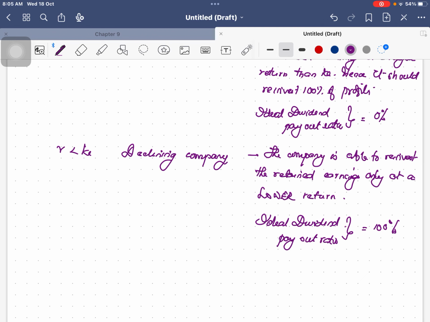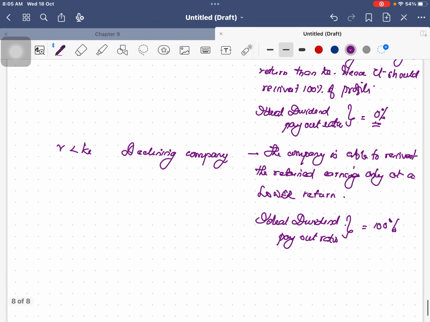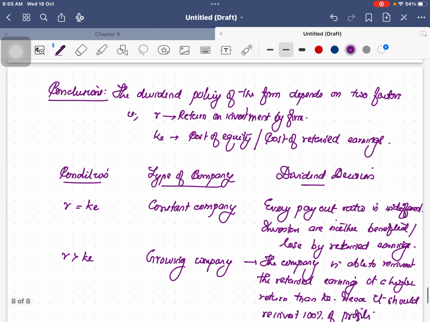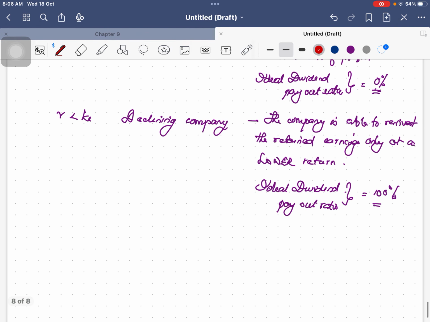So in the first case it is indifferent, in the second case it is zero dividend payout ratio, and in the third case it is 100%. So this model is also known as the nil or full model. Either you pay zero dividend or you pay 100% dividend. There is nothing in between. So this is the conclusion with respect to this particular model.